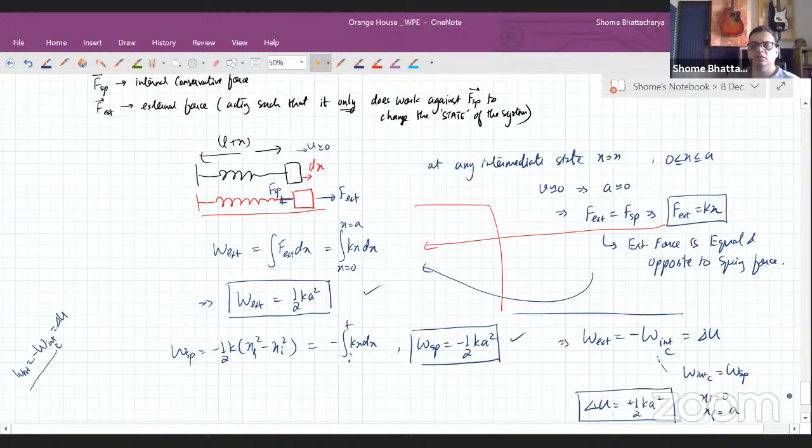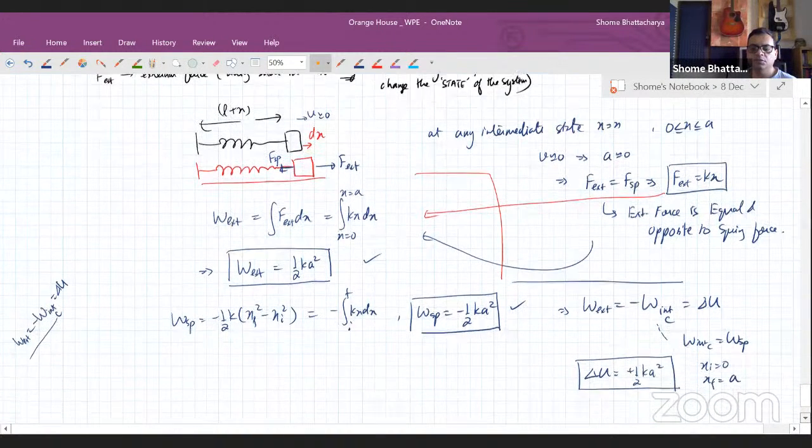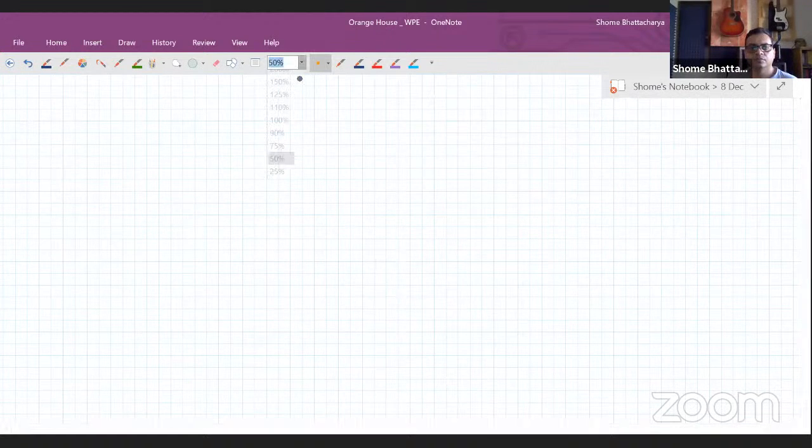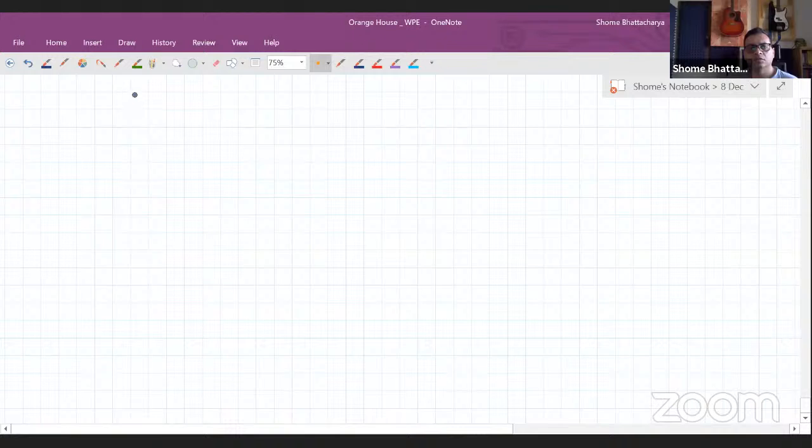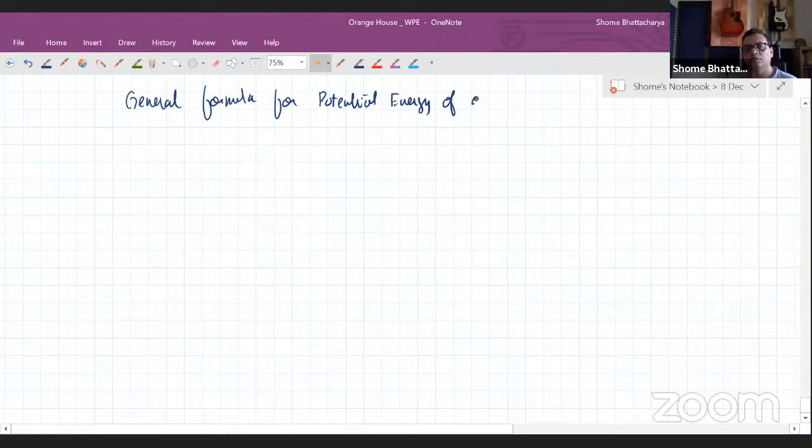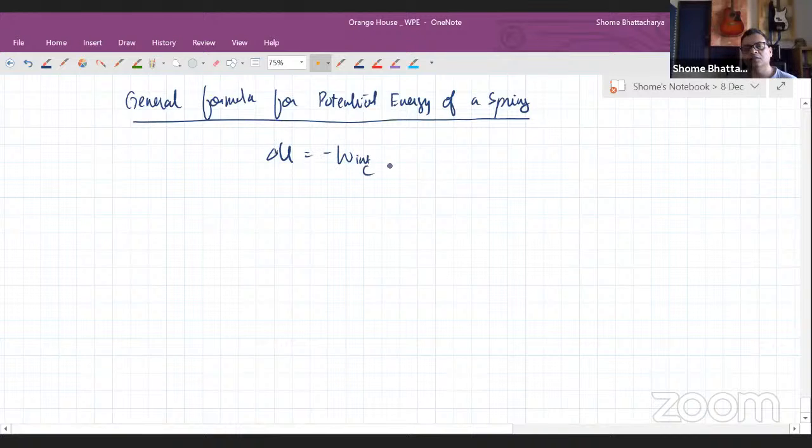Okay, so from this we can see that the general formula for potential energy for a spring can be developed. So next thing, general formula for potential energy of a spring. So delta U is negative of work done by internal conservative force. So in this case, it is the spring force. So this work done by internal conservative force is the work done by the spring force, whose formula we've already seen before.